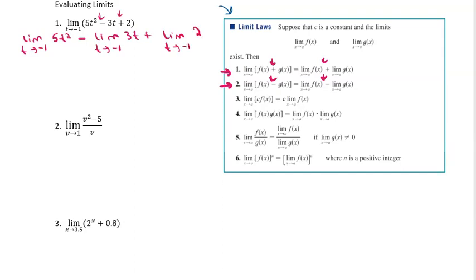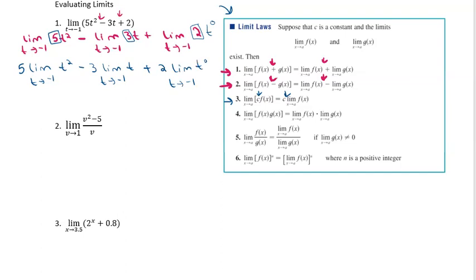Our next limit law says that if we have a constant, we can move that to the front of the limit. Well, we have that right here and right here. Technically, we have it right here as well if you consider this t to the 0. So then we will have 5 times the limit as t approaches -1 of t squared minus 3 times the limit as t approaches -1 of t plus 2 times the limit as t approaches -1 of t to the 0.